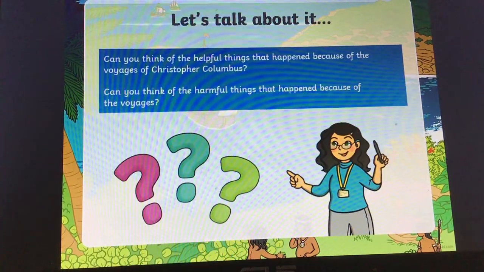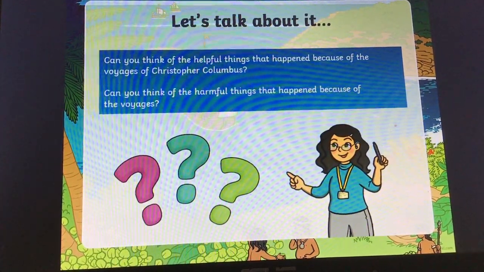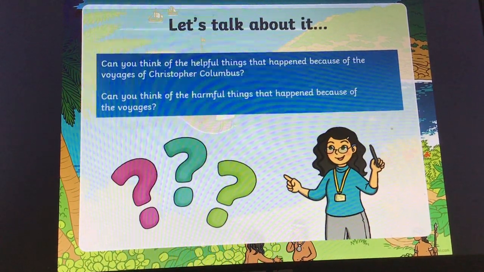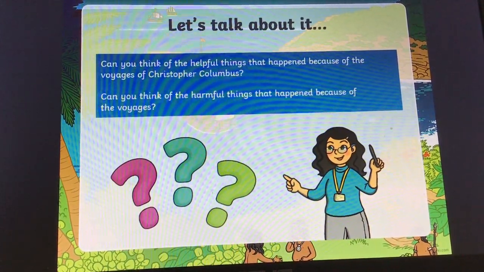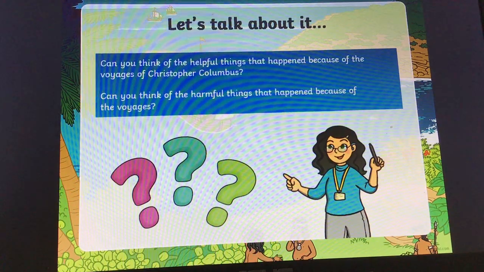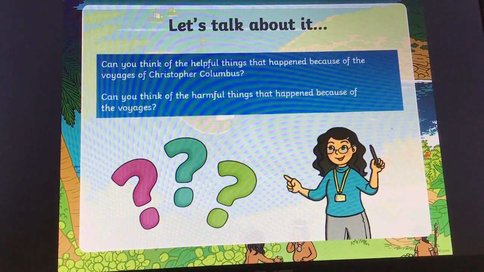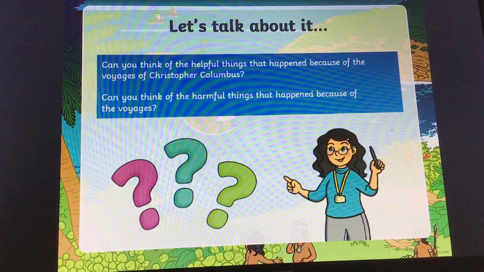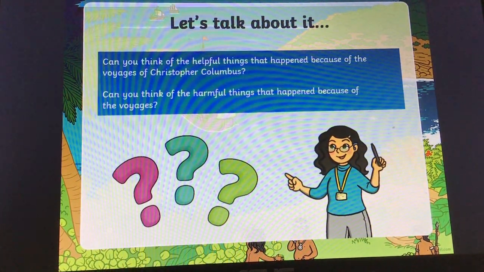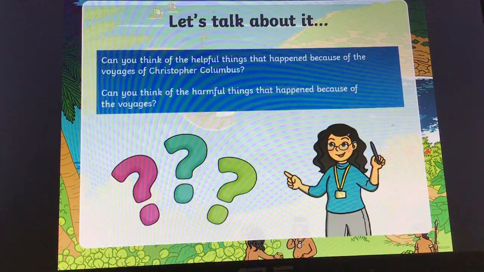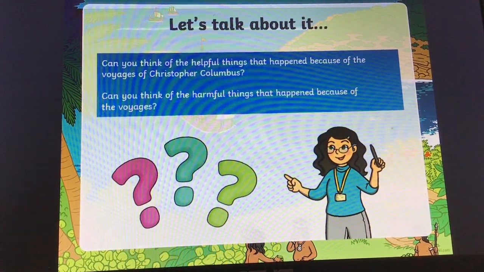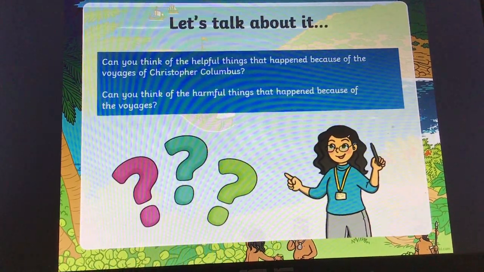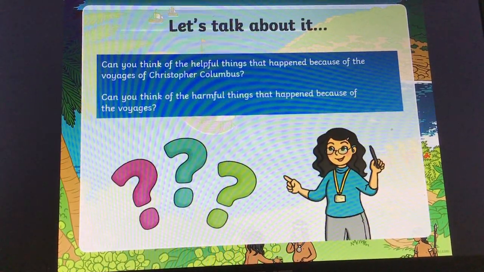So he's quite a difficult character, Christopher Columbus, to talk about and to think about because he wasn't always the nicest or kindest or fairest person. And unfortunately, he was a product of that time in Europe where lots of European countries wanted to explore new places, but also explore new places kind of selfishly because they wanted things. So anyway, he's an interesting character.